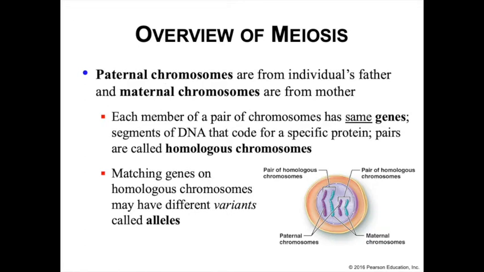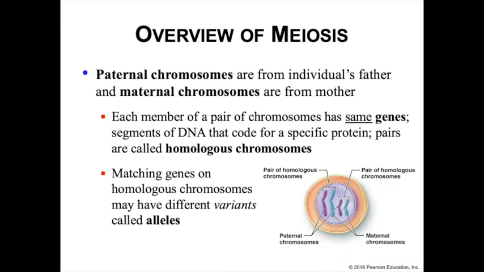Now, half of these come paternally, from the father, and half come maternally, from the mother. They're said to be homologous chromosomes. Homologous just means the same. So they're going to come in pairs. We get half from mom, half from dad, but they're going to come in identical pairs to each other. These are going to form up and form our different alleles.